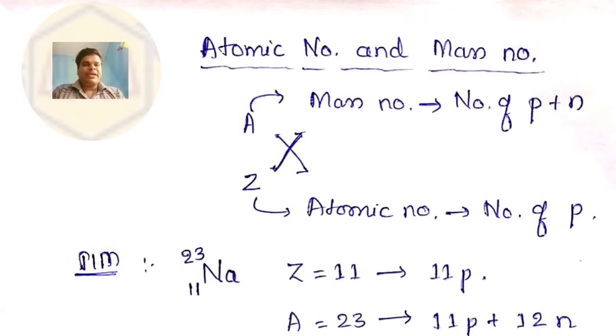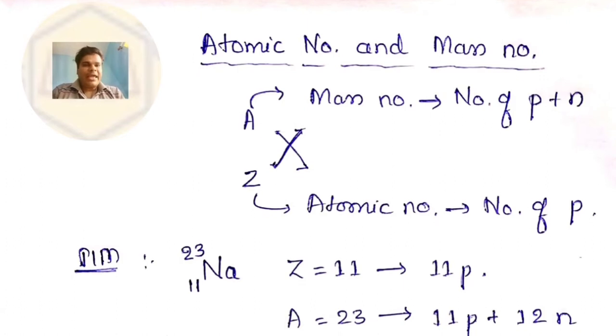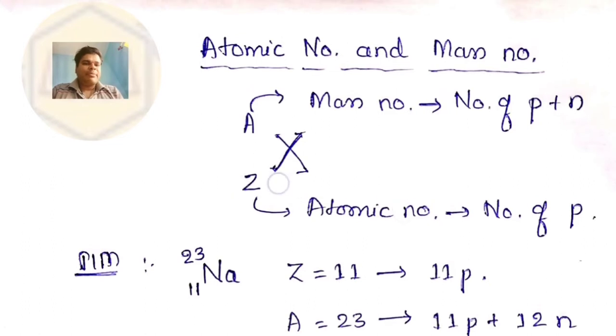Any atom can be represented in this particular format. Say X is the symbol of the atom, then in the left corner we can write A, which is nothing but the mass number of that atom. In the left lower corner we write the atomic number, and the mass number will be in the left upper corner. This atomic number is called Z, and that will be written here.